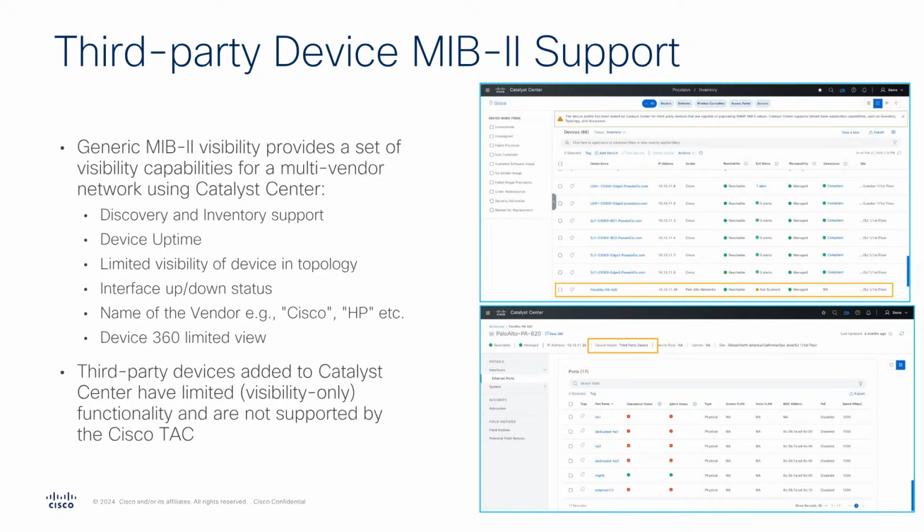So when you look at some of the details on the MIB2 support, you have your device discovery and inventory. You can see your device uptime, interface up-down status, and then the name of the vendor of what the device is in a Device 360 view.